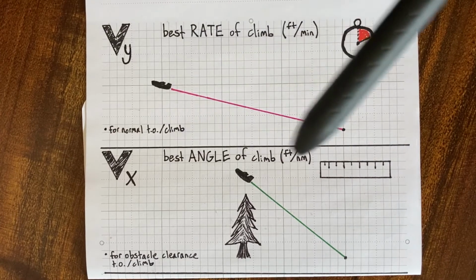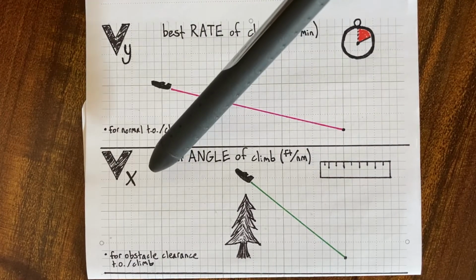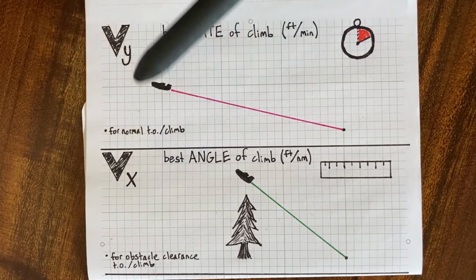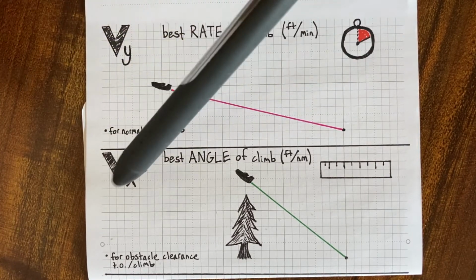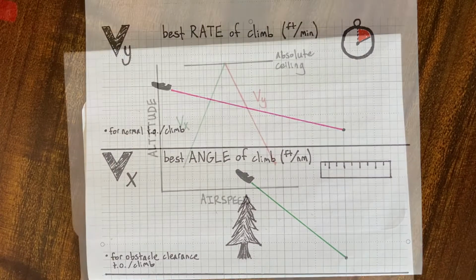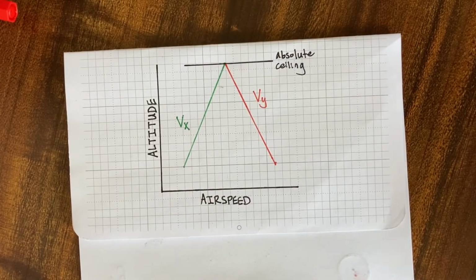The way I remember the difference here is that X has more angles in it. The actual letter X has more angles in it than Y. So that is the best angle of climb speed, Vx. So the airspeeds that you're going to find for Vx and Vy in your pilot's operating handbook for your airplane are normally given under standard conditions at sea level. And those airspeeds are going to change with altitude.